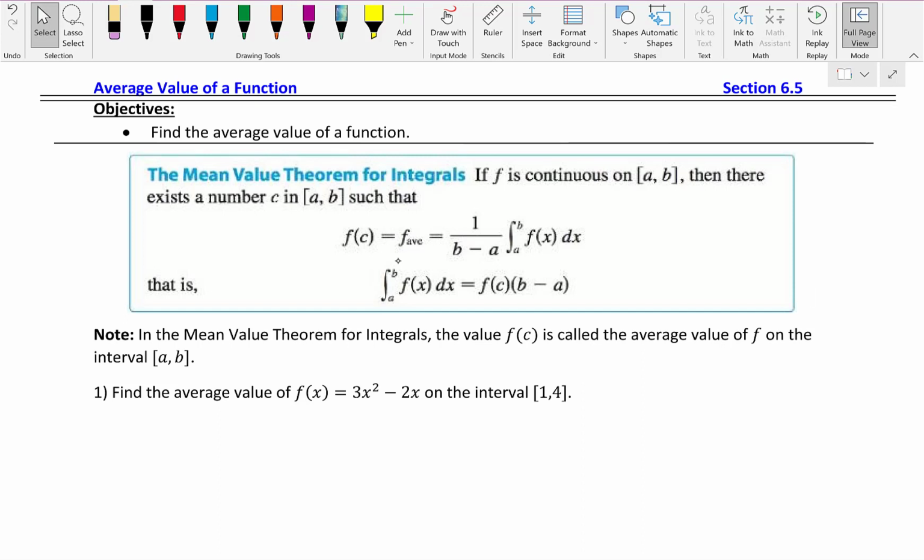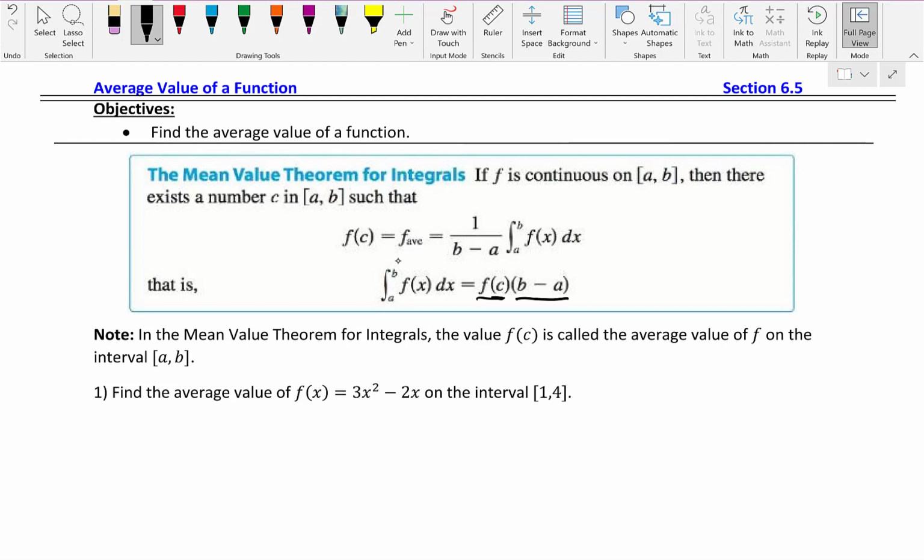That is, the integral from a to b of f of x dx is equal to f of c times b minus a. So f of c is some height, b minus a is the length of the base. So we're creating a rectangle that would have the same area as the integral over that interval. Note here in the mean value theorem for integrals, the value f of c is called the average value of f on the interval a to b.